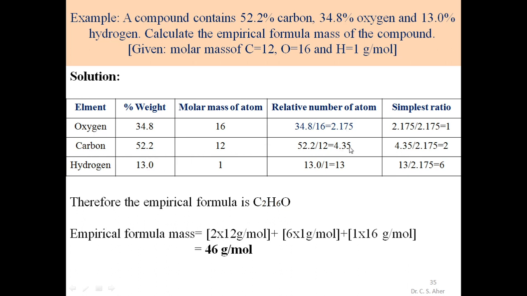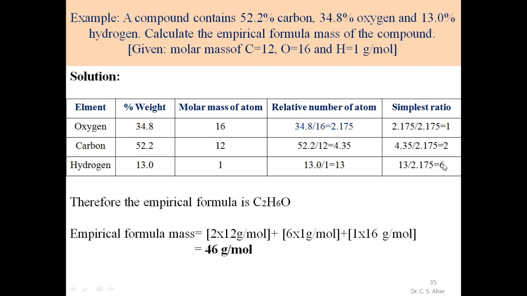52.2 divided by 12 gives 4.35, and 13 divided by 1 gives 13. Now this ratio of relative numbers is converted into the simplest ratio by dividing by the lowest number. The lowest number divided by itself gives 1. Dividing the second gives near 2, the value is 2. Dividing 13 by the lowest number, what is the ratio given? It is 6. So this is the simplest ratio of each element.